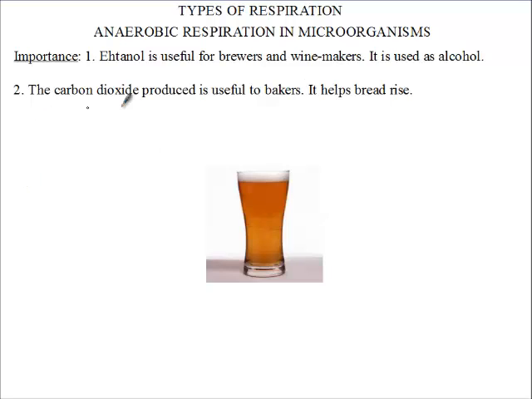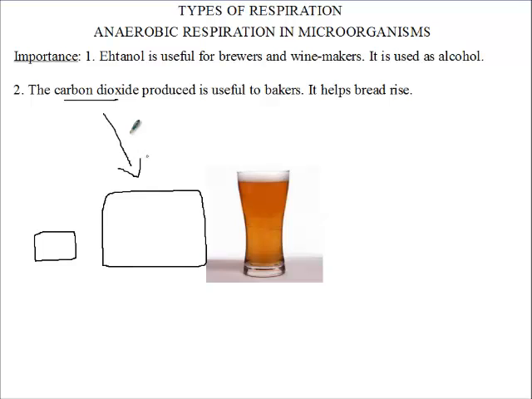The carbon dioxide also produced is useful for bakers. It helps bread rise. Now, after mixing the yeast and the dough, if this is the quantity, it is allowed to stand overnight. By the time they come back in the morning, it could have reached a size like this. The reason is that anaerobic respiration in the yeast will produce carbon dioxide, which will help the dough rise or make the bread rise.